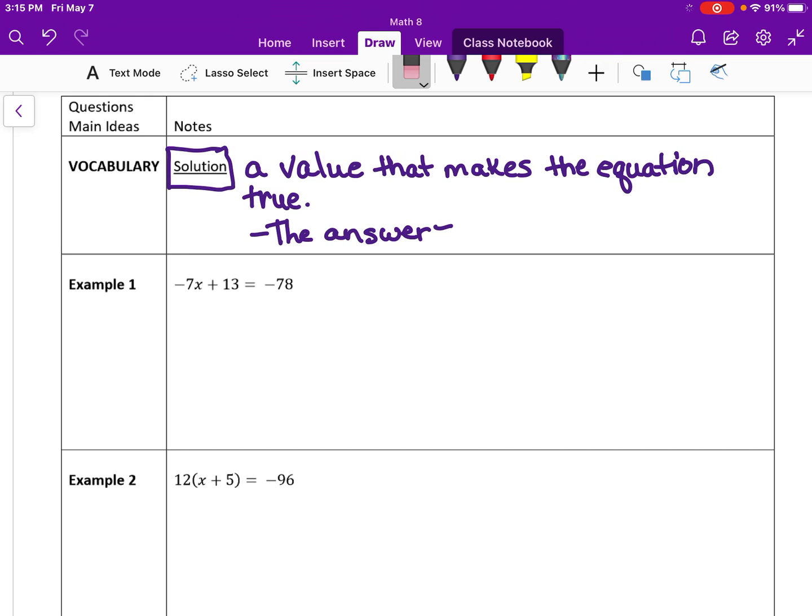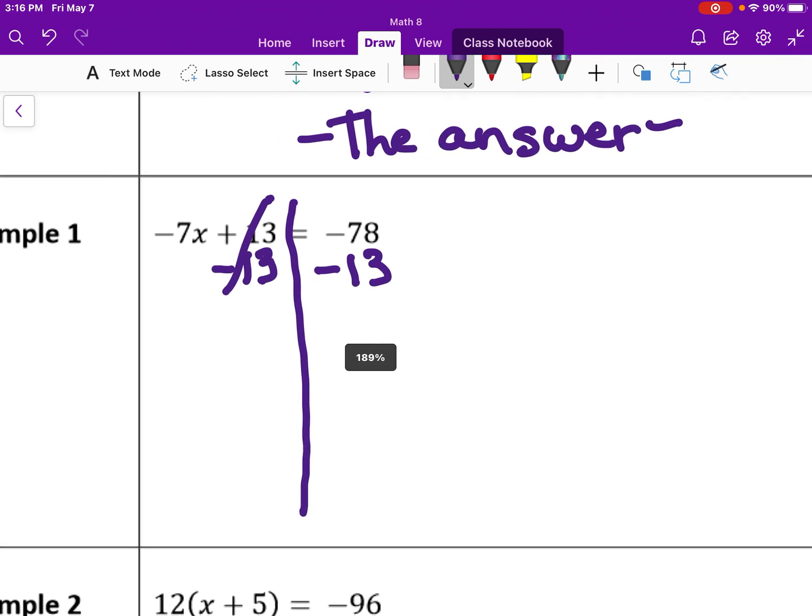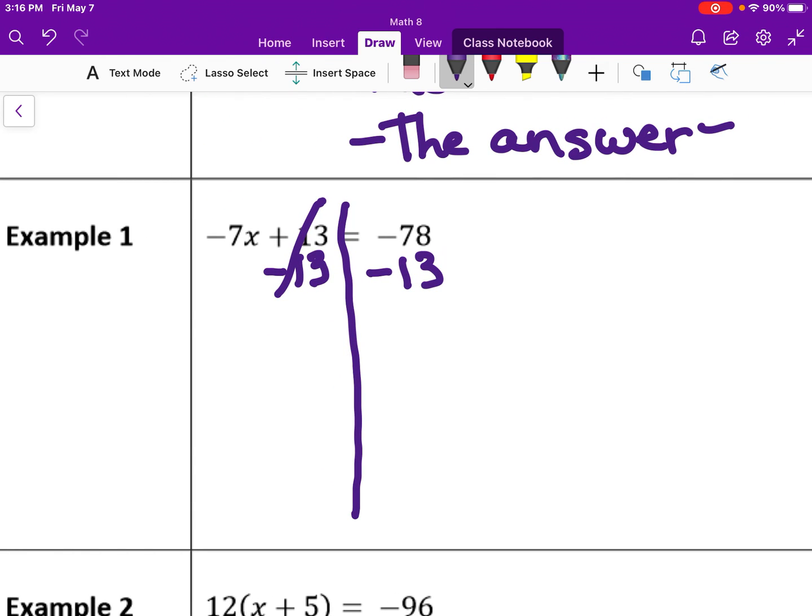Example number 1. Now, as always, if you know me, I always like to draw my line down the equal sign to balance my equation. Now I need to get all my coefficients, variables, and constants combined like terms together. So I'm going to subtract my 13 from both sides. That cancels my 13 out.